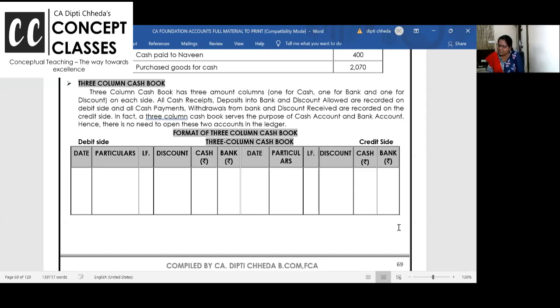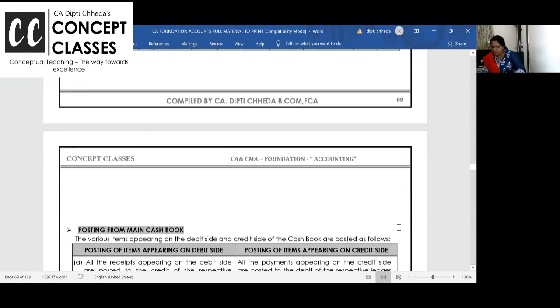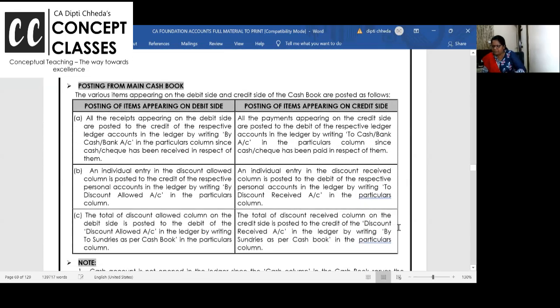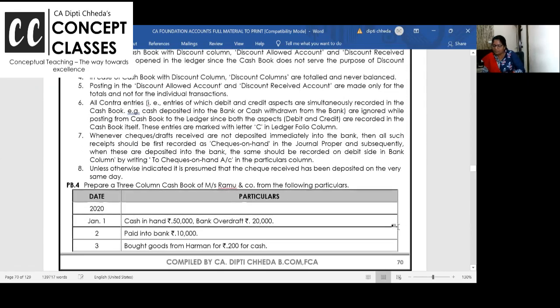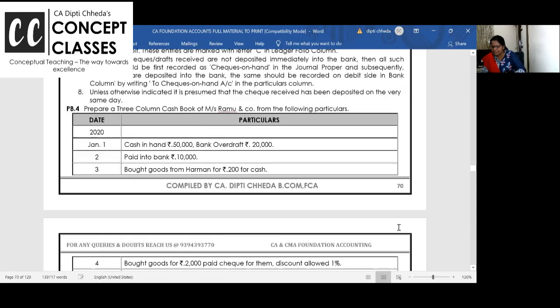All the cash receipt, deposit in the bank and discount allowed are recorded on the debit side. Cash payment, withdrawal from the bank and discount received are recorded on the credit side. So like this we will do in the triple column. Contra entries also we will write. These points we will read later.